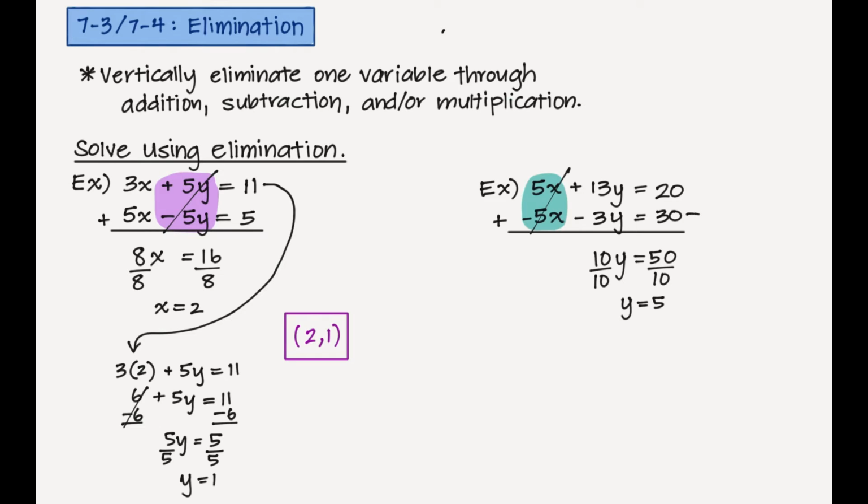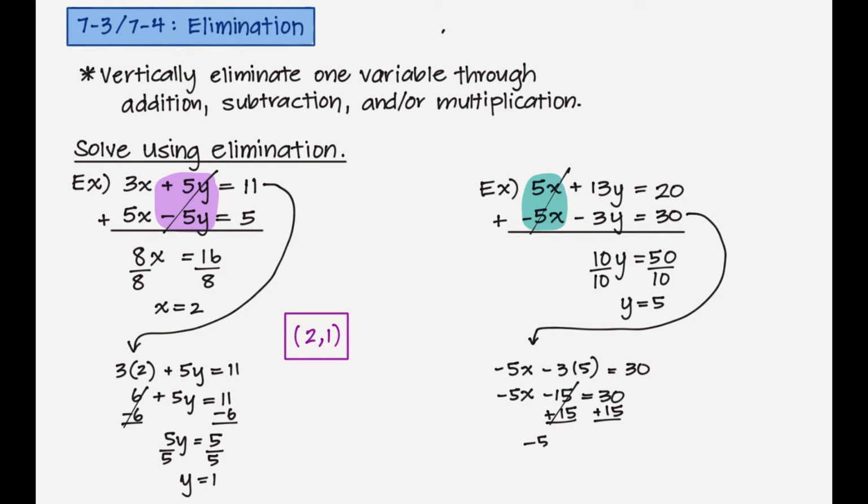Like we've been doing, let's go ahead and plug it into one of our equations. I'll choose the second one this time. So -5x minus 3 times 5 is equal to 30. And -5x minus 15 equals 30. Let's go ahead and add 15 to both sides. And that leaves us with -5x is equal to 45. Let's divide both sides by -5 to wrap it up. And we find that x is equal to -9. So that tells us that our solution is (-9, 5).